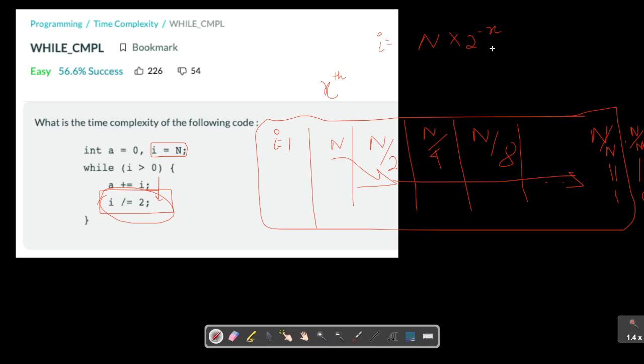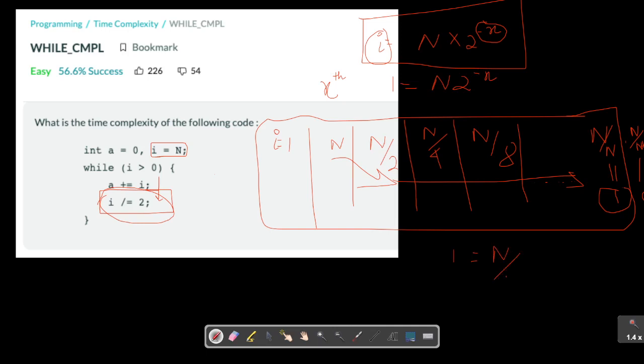Now for x equal to 1, the value is n, then n by 2, then n by 4, then n by 8, and so on. So what we need to find is this x, when the value of I is 1. So we take 1 is equal to n into 2 to the power minus x, that is 1 is equal to n by 2 to the power of x.